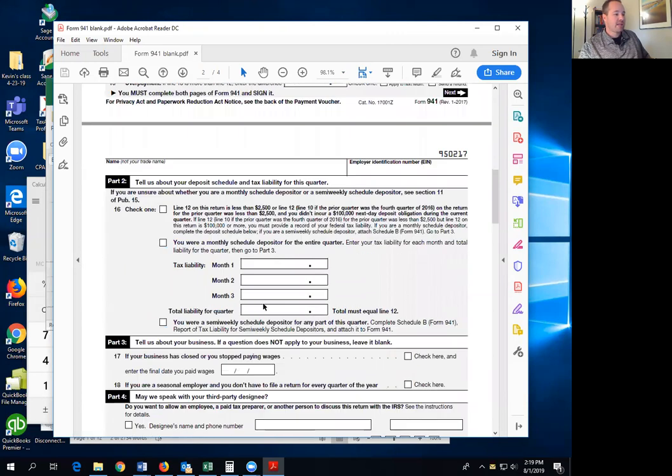When we get down to line 16 is simply to show how much we had liable that we owed to the government for month 1.